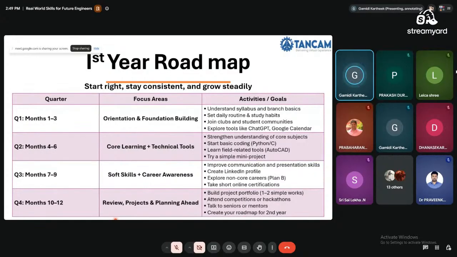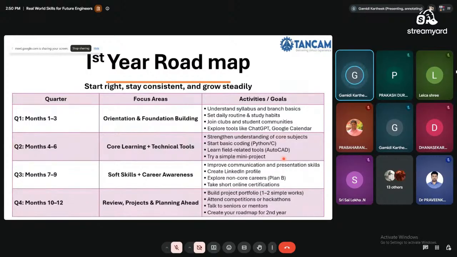Okay, next 4 to 6 months, you should focus on core learning and technical tools. You should strengthen your understanding of the basics. You should learn basic coding languages. You should learn at least one basic software related to your core branch, and you should start developing your own projects. Okay, you should have bigger thinking. Don't limit yourself to smaller things. Just doing some experiments in your lab and coming out, anyone will do that. What is special in you? You have to question yourself.